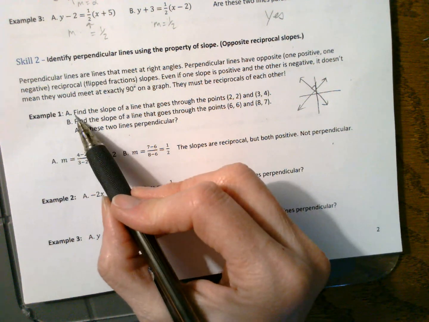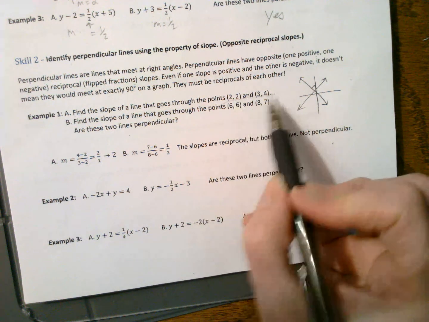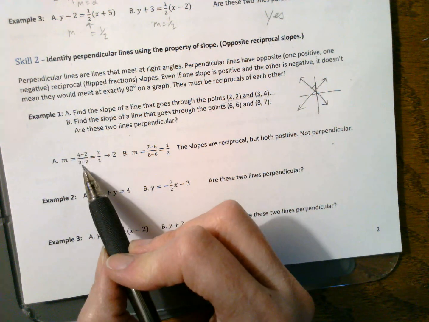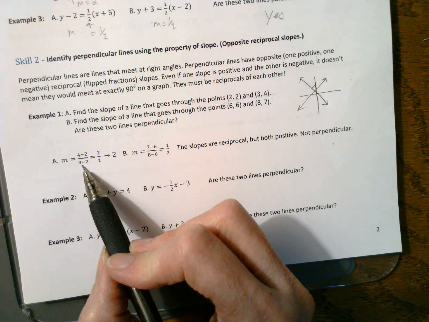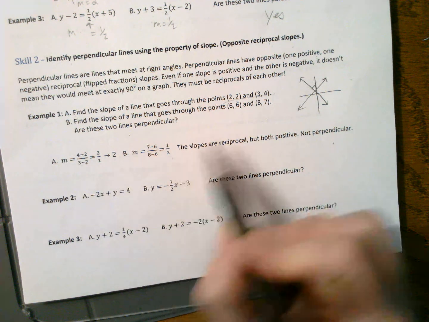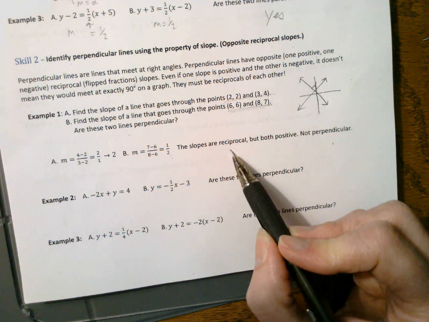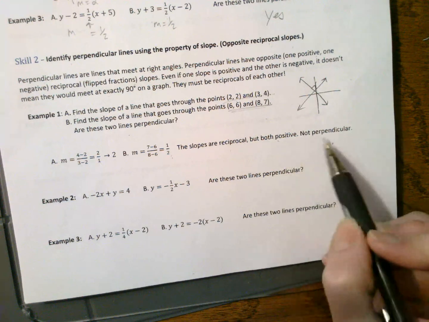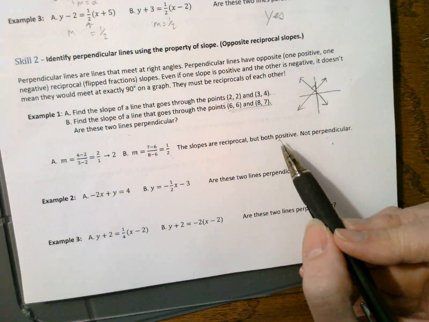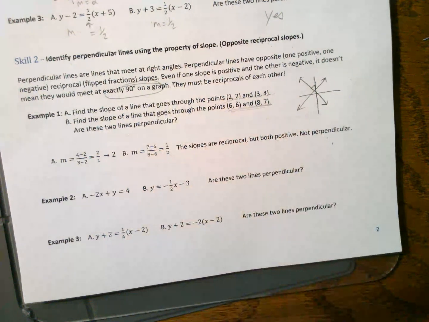So here's an example. Find the slope of the line that goes through these 2 points. Well, what do we do with any 2 points? You must put them in the slope formula. Remember y2, y1, all that stuff. Find your slope is 2. And this slope for these 2, it's a half. The slopes are reciprocal and they're both positive, so it's not perpendicular. Okay? If they're both positive, they're going to run into each other eventually, but not at a 90-degree angle.